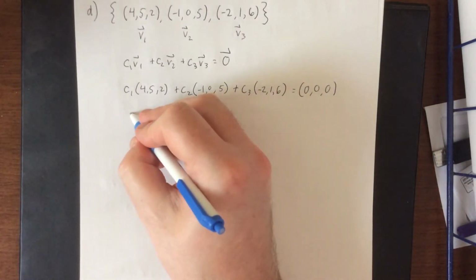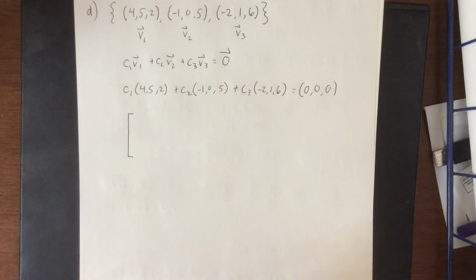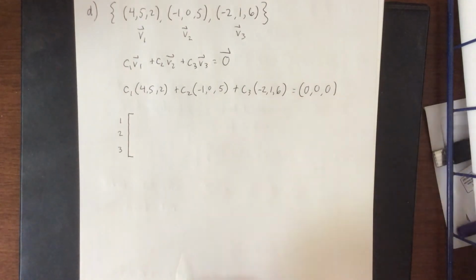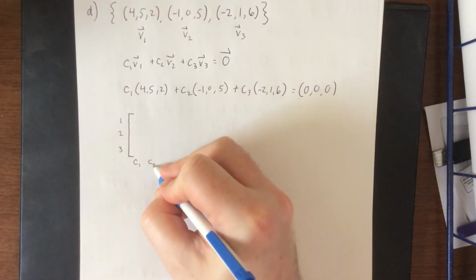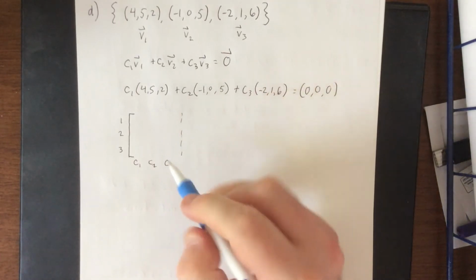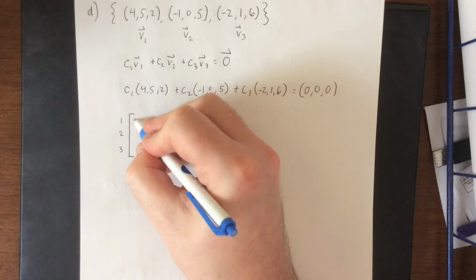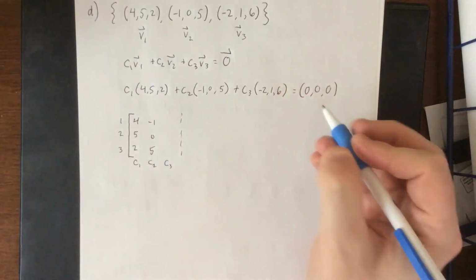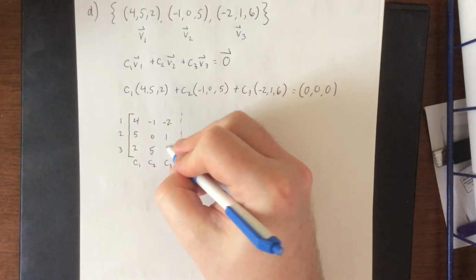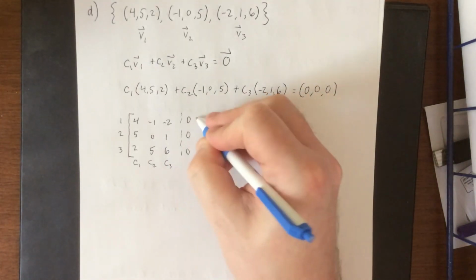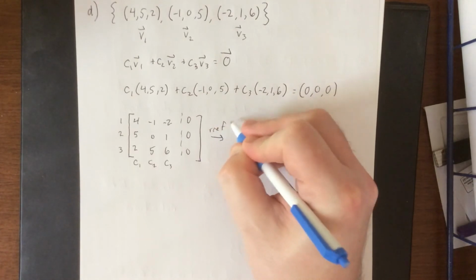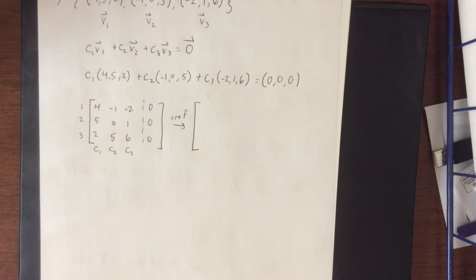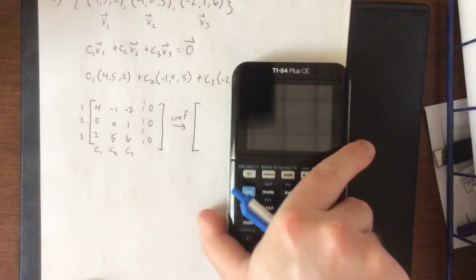So what we'll be setting up is an augmented matrix. It'll be a 3 by 4 augmented matrix representing the first coordinate, the second coordinate, and the third coordinate of each of these vectors, or components I should probably say, and comparing the coefficients of C1, C2, and C3. For the first vector, C1, the first component is 4, then 5, then 2. For the second, we'll see -1, 0, and 5, and for the third we'll see -2, 1, and 6. The augment is 0, 0, 0. I intend to take this down to reduced row echelon form, and I have absolutely no intention of doing that by hand. So let's turn to our handy-dandy calculator that we always seem to have close by.